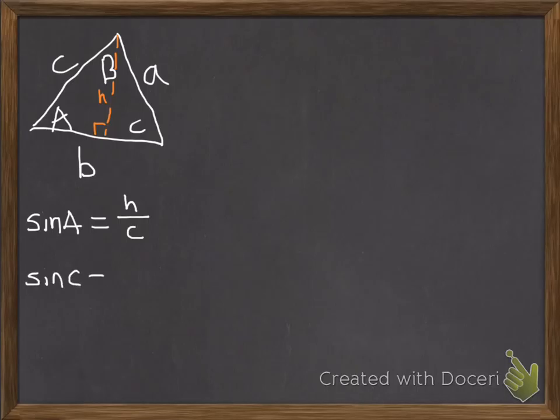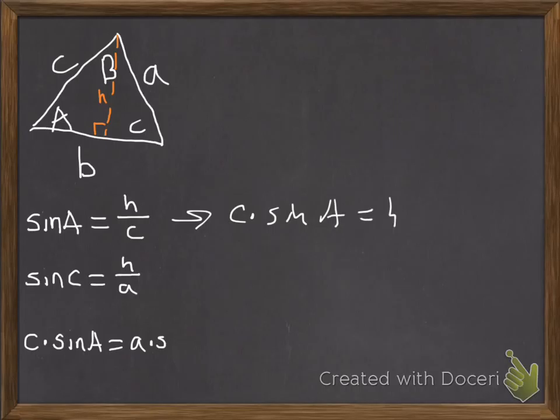The sine of angle C, looking at the right hand side of this triangle that's formed into two, is H over A. Now if we solve both of those for H, we have C times sine of A equals H, and A times sine of C is equal to H. So they're both equal to H, so they're equal to each other.